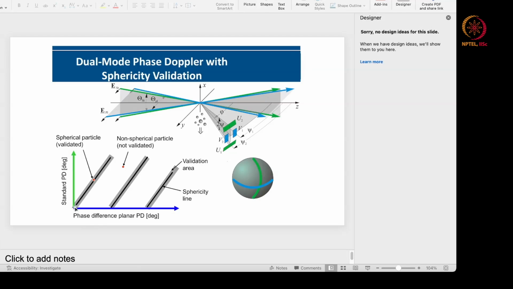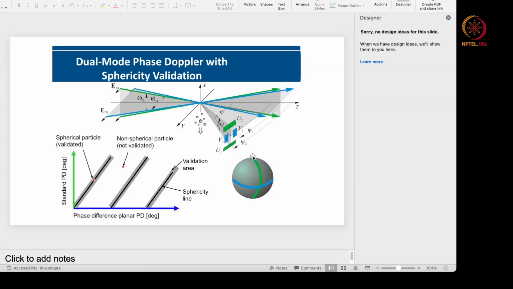So what happens is that if both of them give rise to the same size, or basically the same phase, that means the droplet is spherical, because for a droplet this and this does not make any difference at all. So you should ideally have a line and the droplet diameter will fall right on top of it.